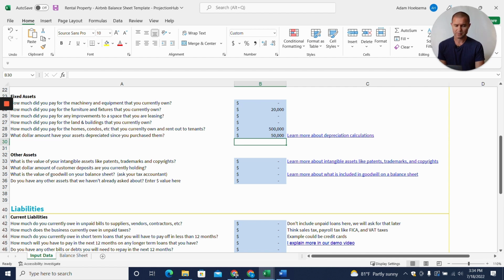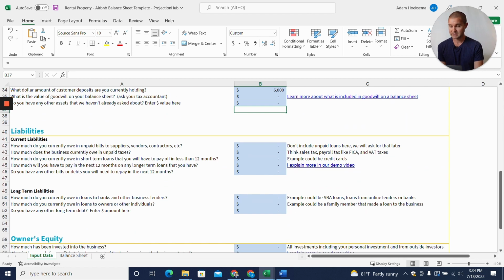Intangible assets, patents, trademarks, copyrights, probably not going to have anything, so leave that at 0. Customer deposits. Now, you might hold customer deposits for rental property. So let's say we're holding 2 months rent for 2 different customers. Not 60,000, how about 6,000? And then goodwill, probably going to be 0 again for this as well. And we don't have any other assets.